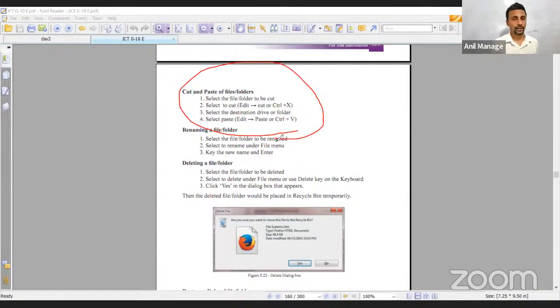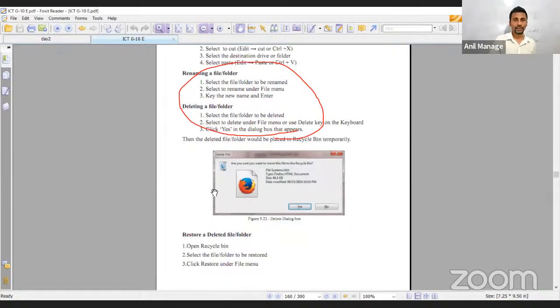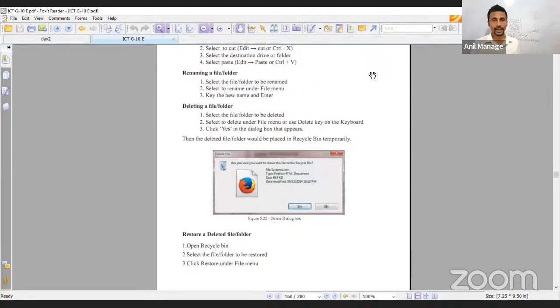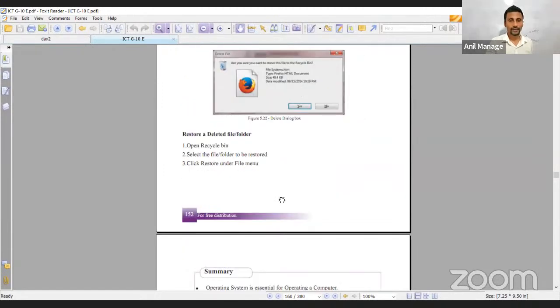Shortcut keys: Control X for cut, Control V for paste, Control C for copy. Memorize those things. Then deleting: sometimes if you delete, you can restore them. That means it is going to the recycle bin and you can take it back. That is called restoring. But suppose you have a big file which is larger than the recycle bin, it will be deleted permanently without going to the recycle bin. So that is possible. Okay.